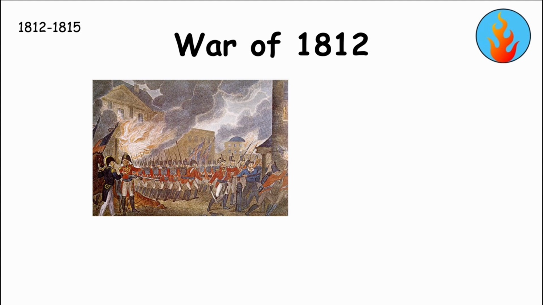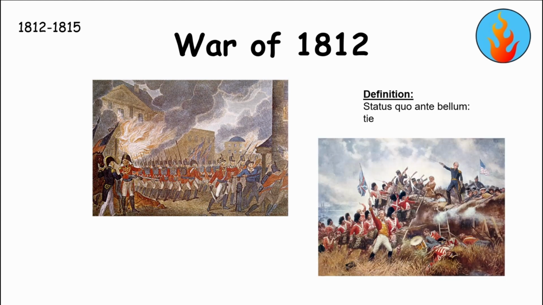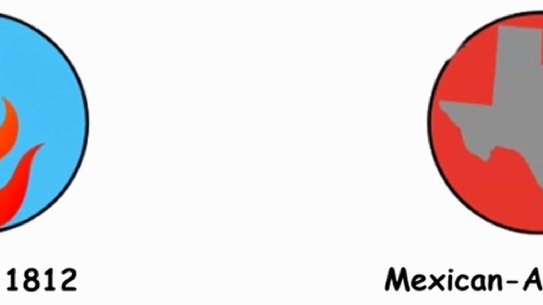The Treaty of Ghent officially ended the war to status quo ante bellum. 15 days after it was signed, American forces had their greatest victory at the Battle of New Orleans, strengthening American morale and nationalism. The Mexican-American War.